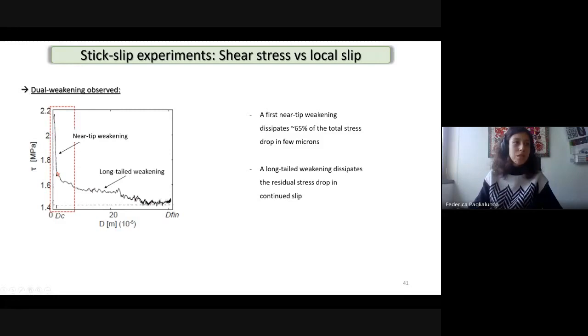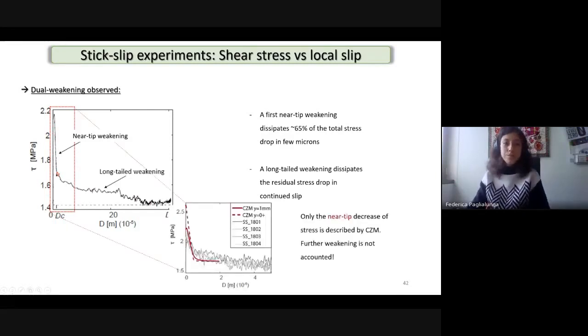So we clearly observed two stages of weakening. A first one that dissipated most of the stress drop, but in a very small slip distance, followed by a second one, which dissipated a smaller fraction of the stress drop, but over a much larger distance. Now if we take the prediction that we obtained before for the cohesive zone model, we can see that the theoretical prediction describes quite well the first weakening stage, but doesn't account for the second one.